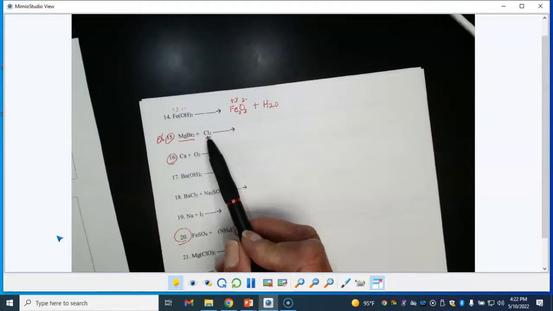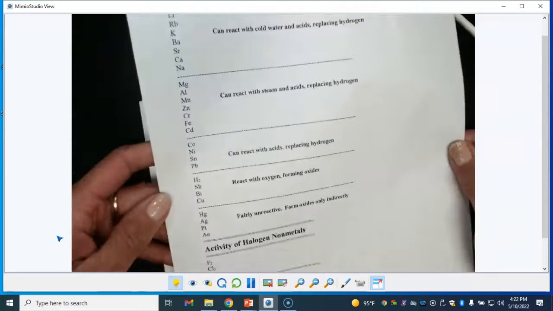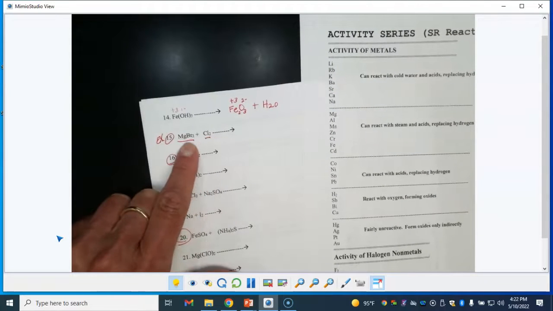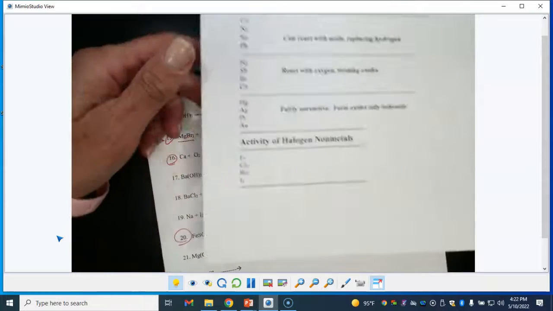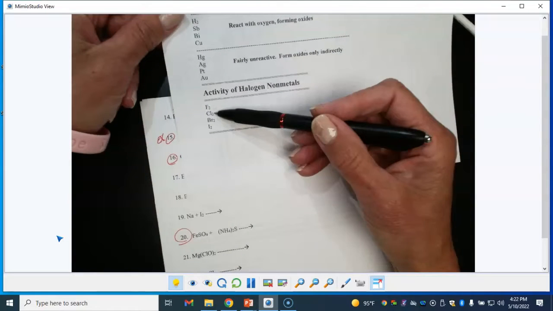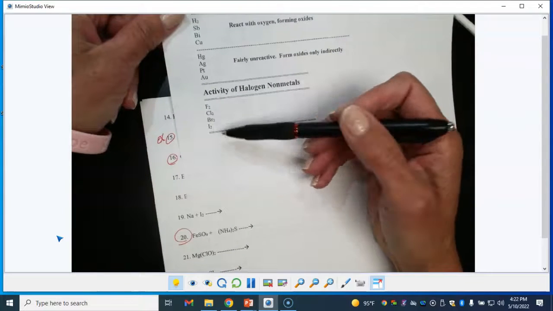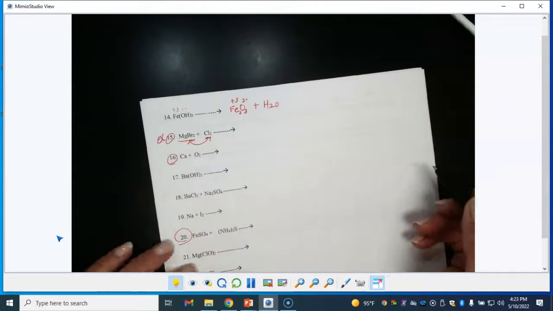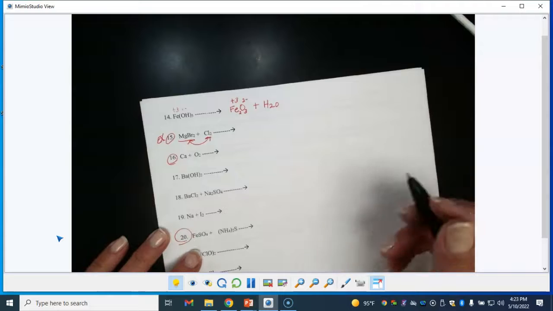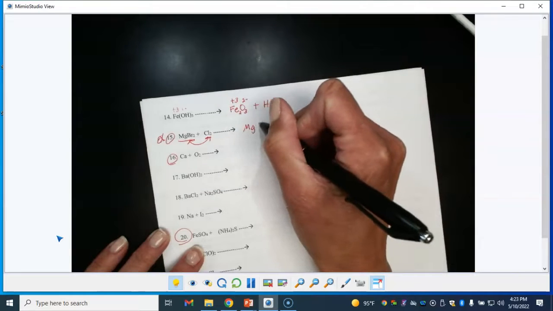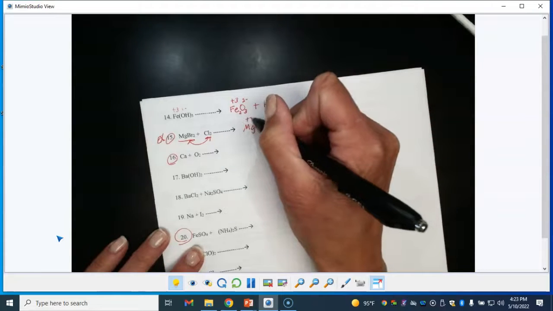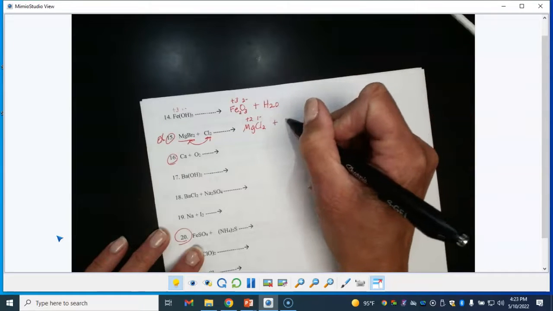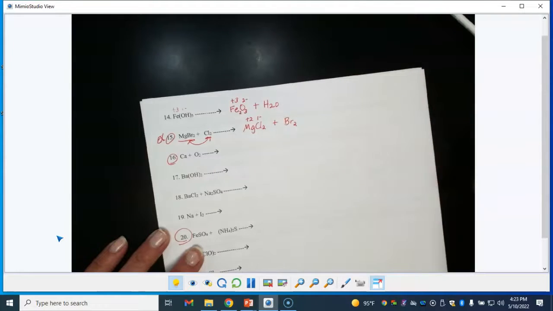So I am going to go to my activity series. I have to see, is chlorine above bromine in my activity series? I come over here, and chlorine is above bromine. So the switch is going to happen. Bromine and chlorine are going to switch places. My new compound is going to be magnesium chloride. Magnesium is +2, chlorine is -1, so I need a 2 here. And the element that's kicked out is bromine.